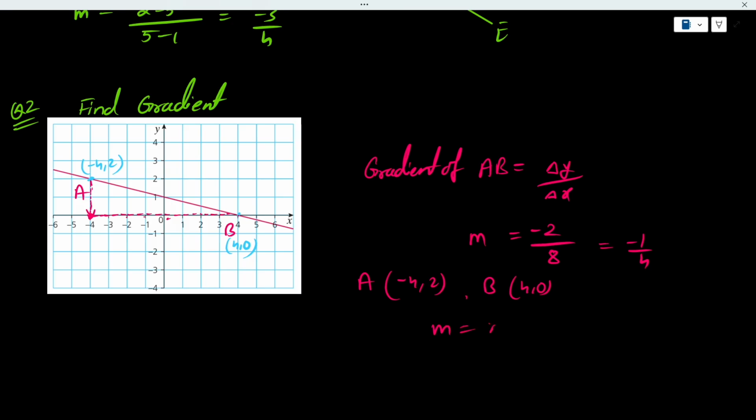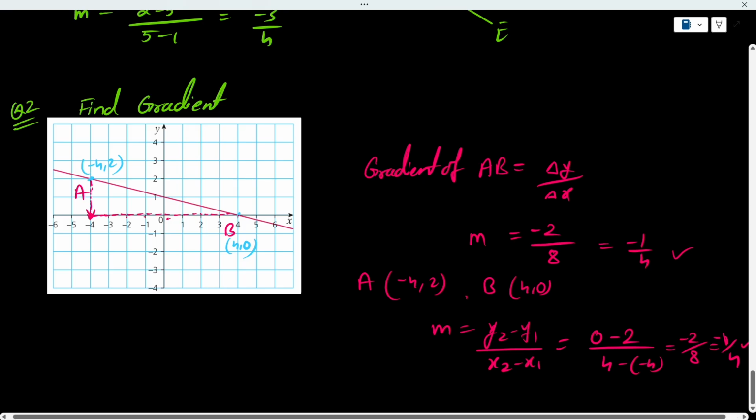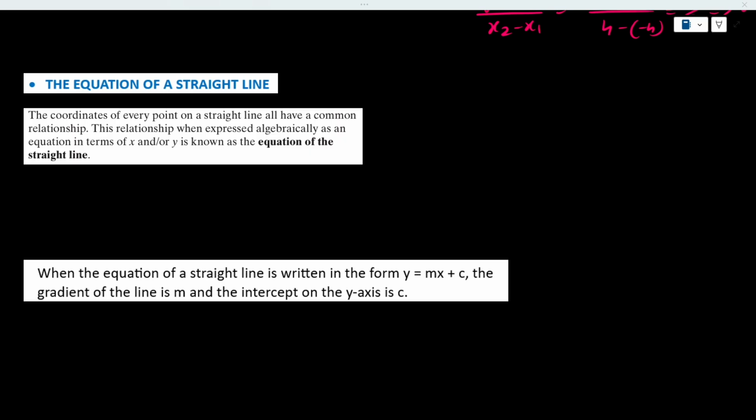Let us take here the formula y2 minus y1 by x2 minus x1. So y2, if I take 0, 0 minus 2 by 4, negative of negative 4, that is minus 2 by 8, and you are getting minus 1 by 4. In both the cases, you can see that the gradient is negative 1 by 4 here. So after finding gradient, we can find out the equation of a straight line.